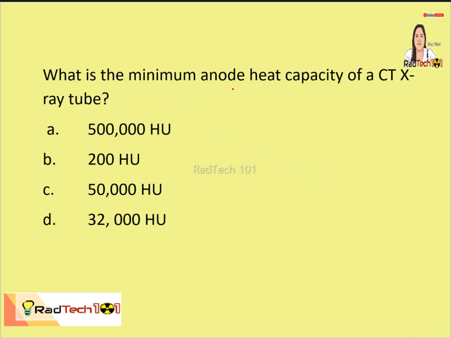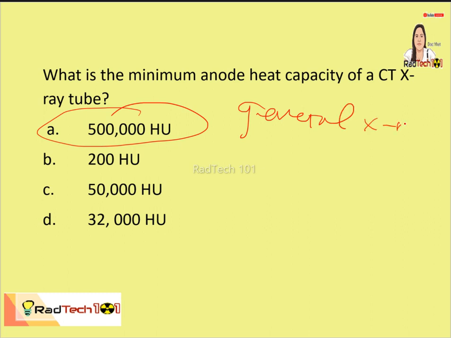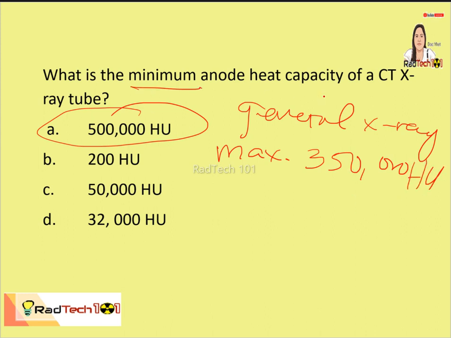Next, what is the minimum anode heat capacity of a CT X-ray tube? That is 500,000 heat units. Our general X-ray tube has a maximum heat capacity of 350,000 heat units. So, the minimum for a CT is already 500,000.